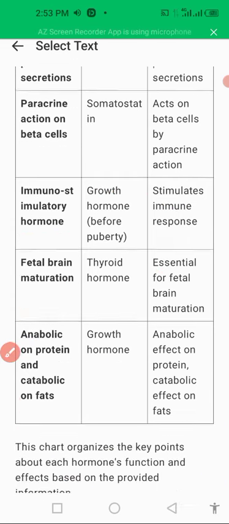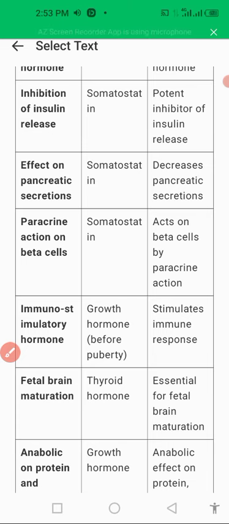So in this way, there is a role of growth hormone and other hormones in different metabolic actions of the body.